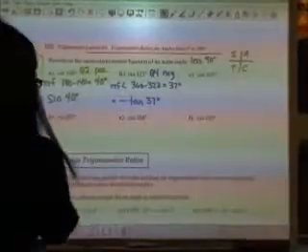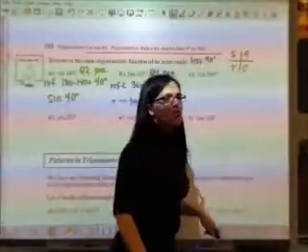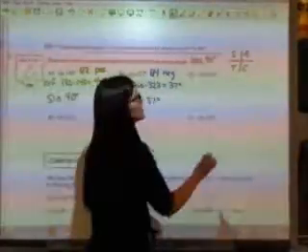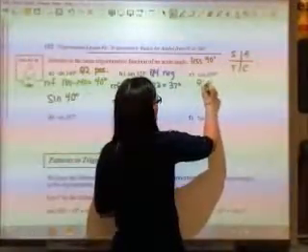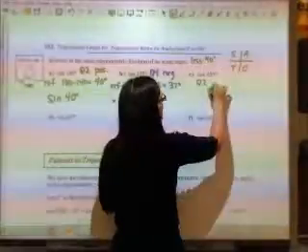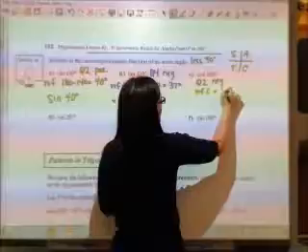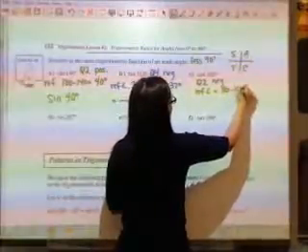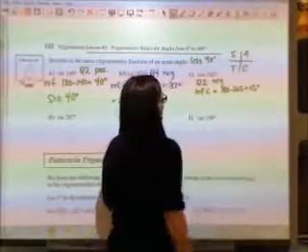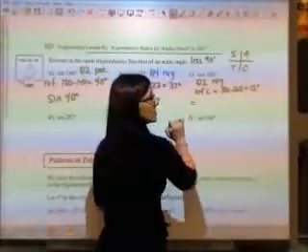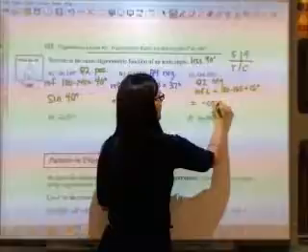Let's finish this up. 4C, which quadrant am I in? Quadrant 2, and in quadrant 2, cos is negative. And what's my reference angle? 15. How did you get 15? 180 minus 165. So then I can say cos 165 is equal to negative cos 15. Good.